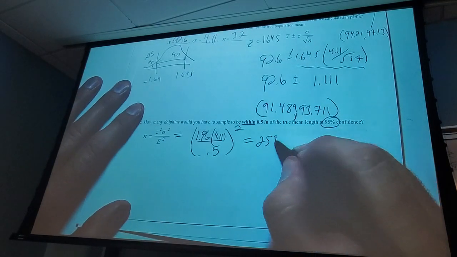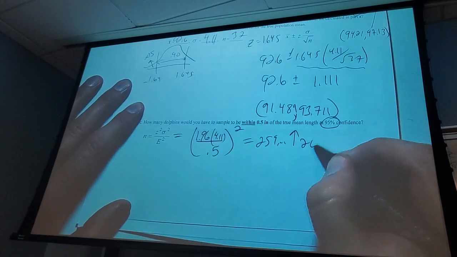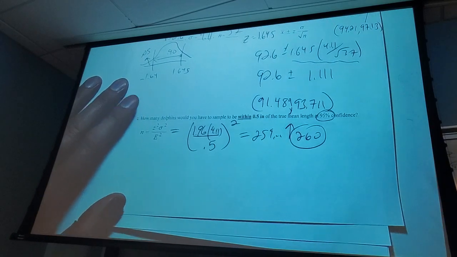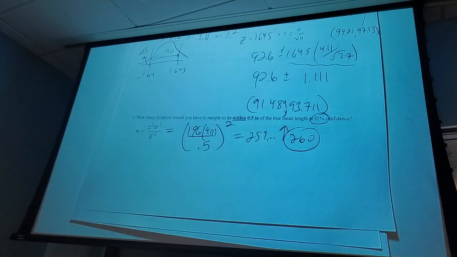You get like 259 point something, and you always round this up. Always round it up because it's the number of dolphins. I don't want you guys out there chopping poor little dolphins up. Let's round it up, make it a nice whole number of dolphins. Okay. So again, do we see this all the time? The concept takes a little while to discuss. The nuts and bolts of it, not that terrible.